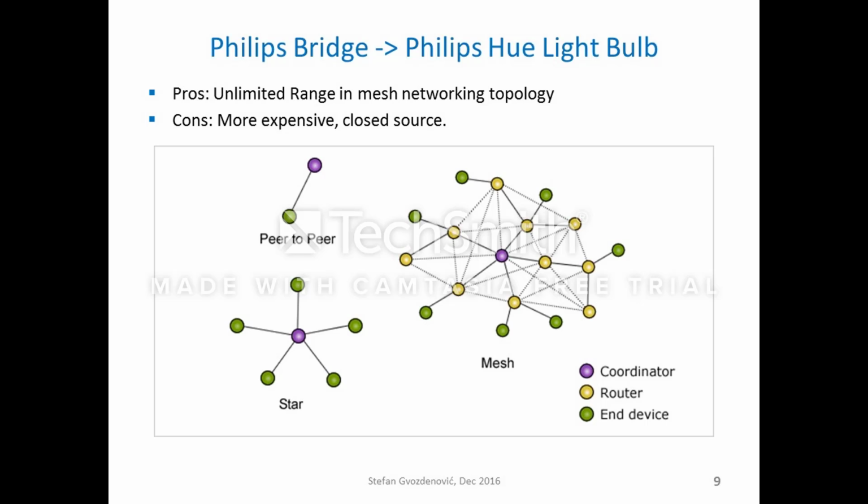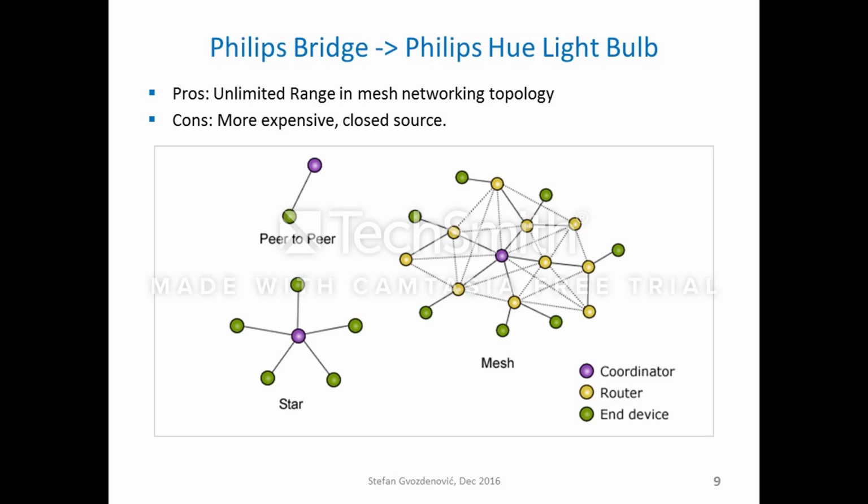The point of this slide is to illustrate different networking topologies of Zigbee. Philips Bridge, as we already mentioned, uses Zigbee to communicate to Hue light bulbs. Peer-to-peer network is possible, star network, mesh network, as well as a cluster tree, which is not shown in this picture. In purple, PAN coordinators are marked. A coordinator in our project would have been Raspberry Pi.